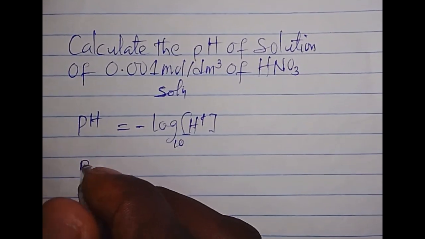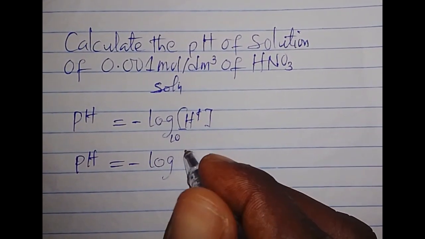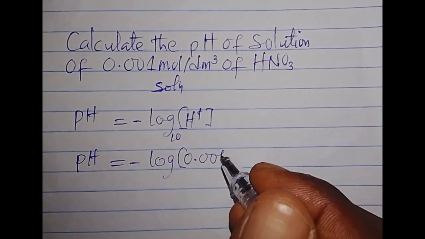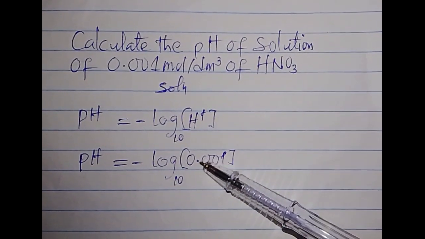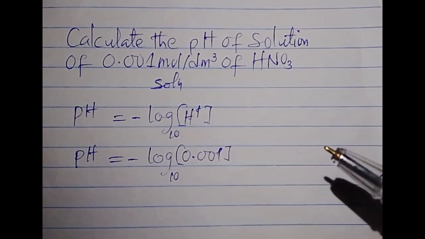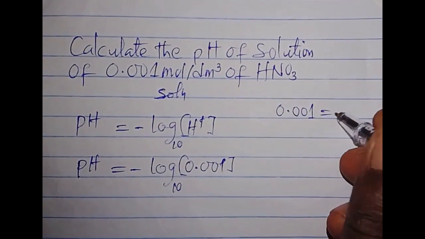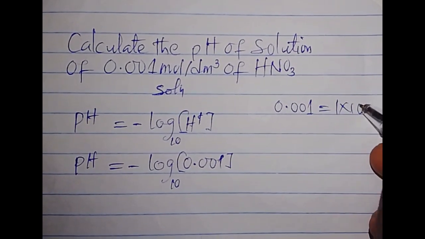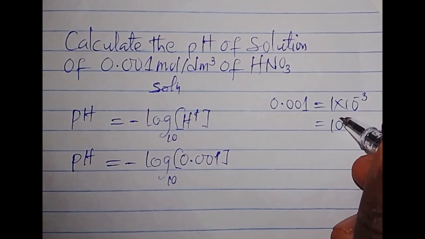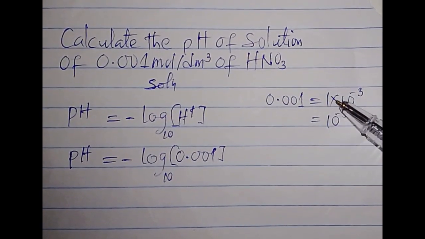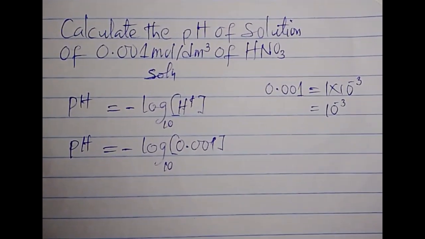So pH will therefore be negative log of 0.001, base 10, and let's convert this to standard form. 0.001 in standard form is equal to 1 multiplied by 10 raised to negative 3, or simply put, 10 raised to negative 3, since 1 multiplied by 10 will still give us this. So we can bring this in and put it in place of this.